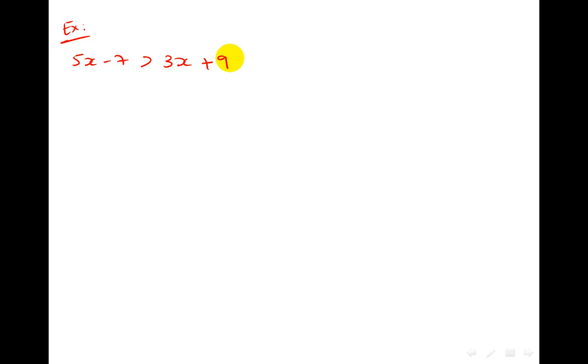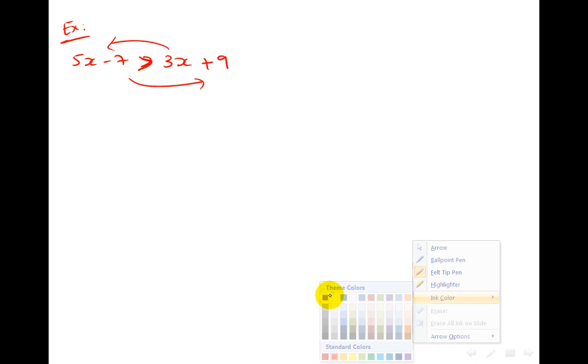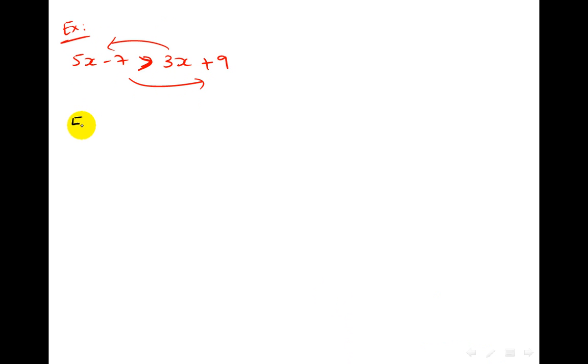Okay, let's say you have 5x minus 7 is greater than 3x plus 9. Do the same steps as with an equation: collect the like terms. That means I'll bring the 3x back and take the negative 7. 5x minus 3x is greater than 9 plus 7. With the signs, this was positive, so I bring it here with a negative, and this was negative here, so when I take it back it will be positive.